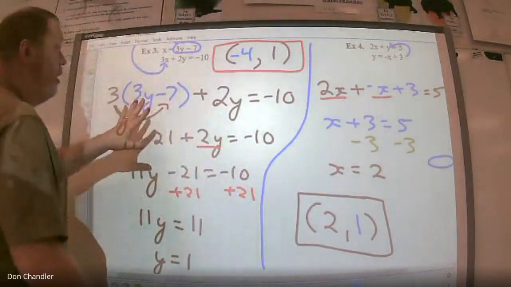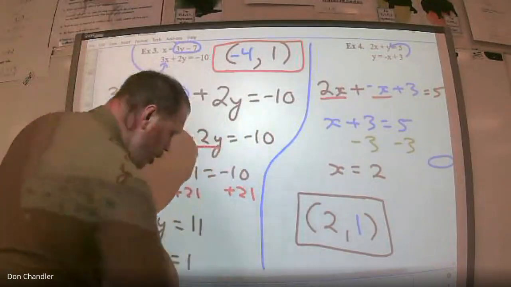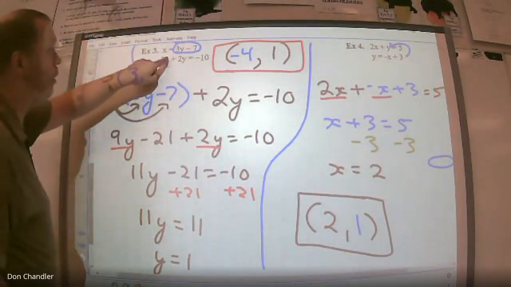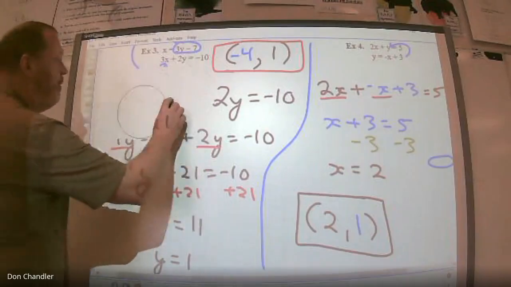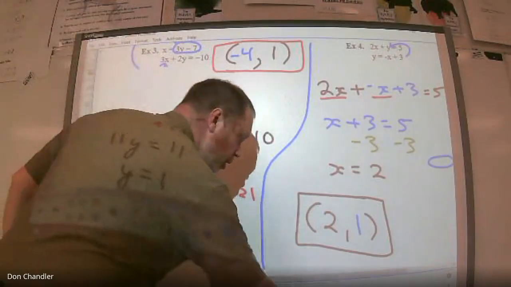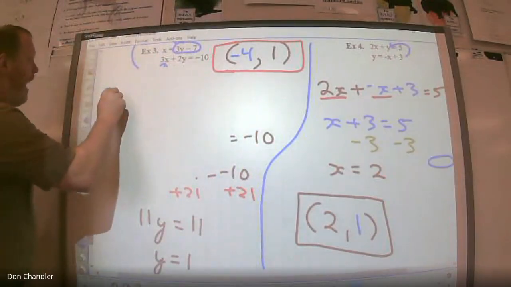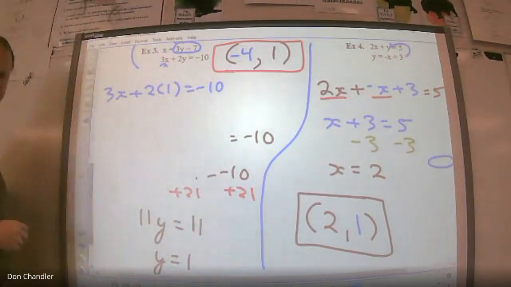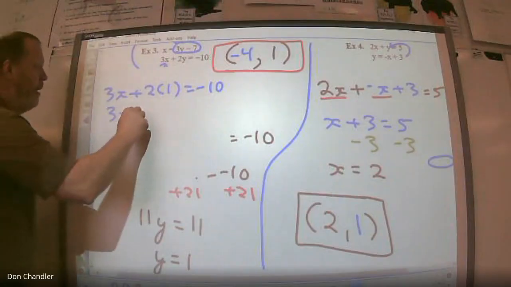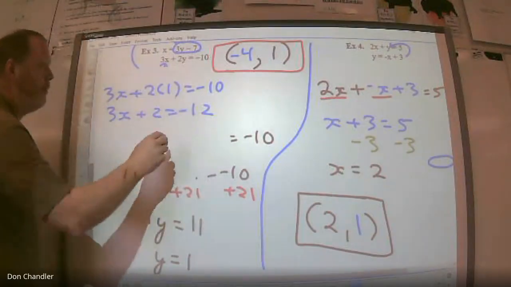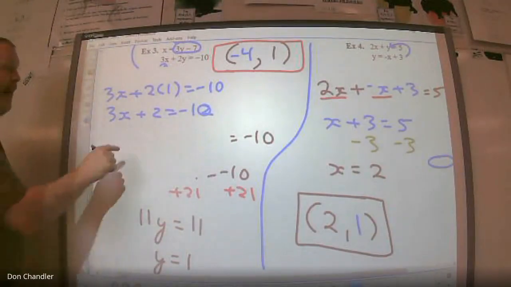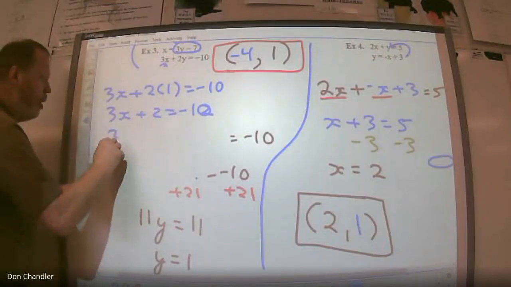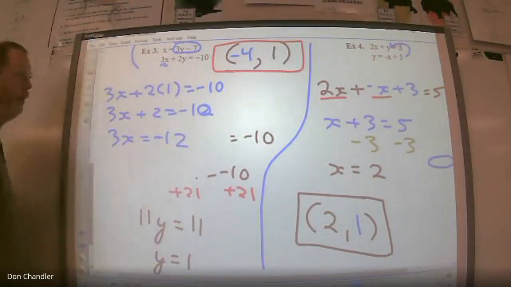Fine. Show you something. Do you mind if I erase some of my work here? You're saying put this 1 into this equation. Sir, you're now saying this: 3x plus 2 times 1 is equal to negative 10. Well, 3x plus 2 is equal to negative 10. How do I get rid of an adding 2? Subtract. 3x is equal to negative 12. How do you get rid of a multiplying 3? Negative 12 divided by 3 is negative 4.